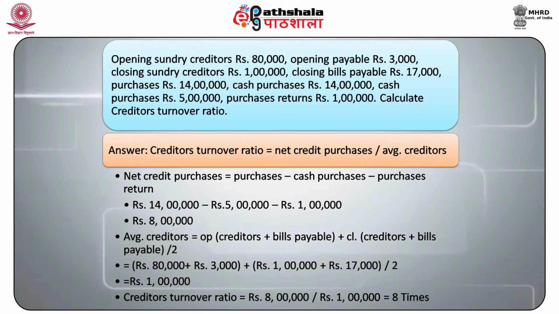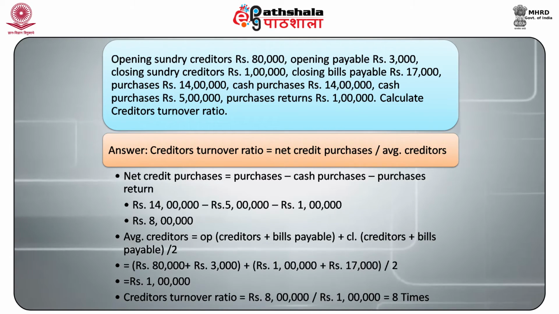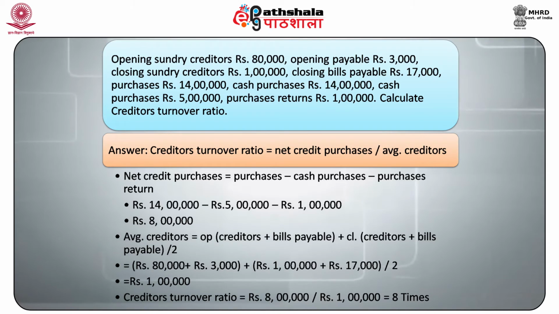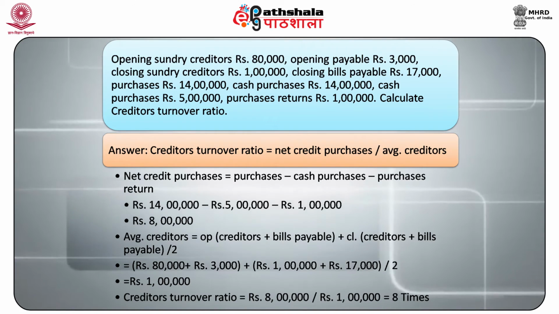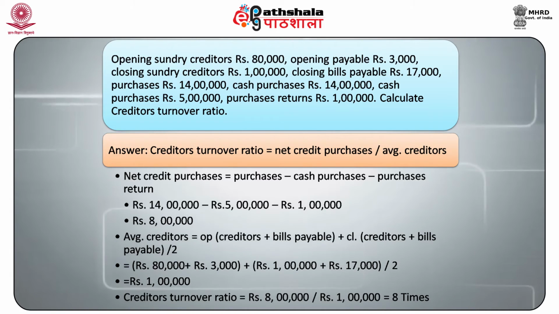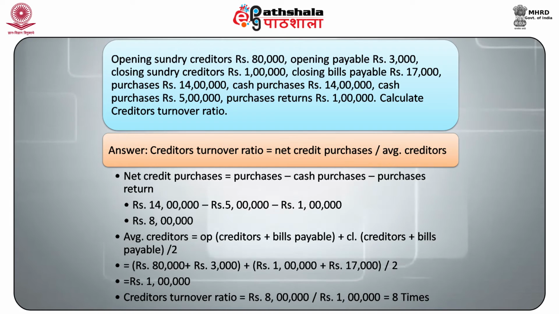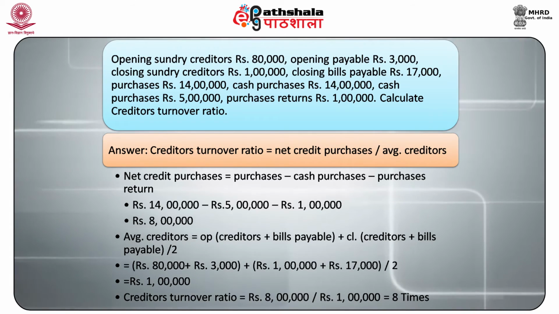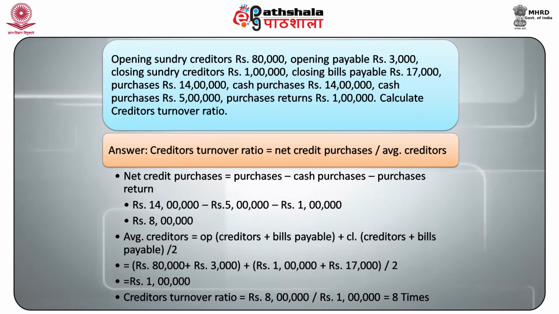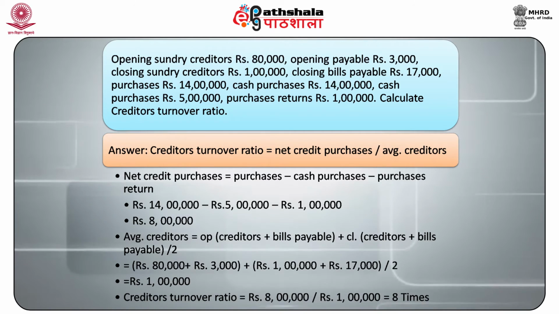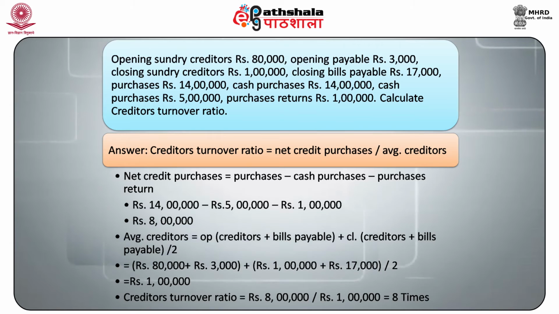Example 8. Opening sundry creditors rupees 80,000. Opening bills payable rupees 3,000. Closing sundry creditors rupees 1 lakh. Closing bills payable rupees 17,000. The purchases are rupees 14 lakh. Cash purchases rupees 5 lakh. Purchase returns rupees 1 lakh. We need to calculate the creditors turnover ratio.